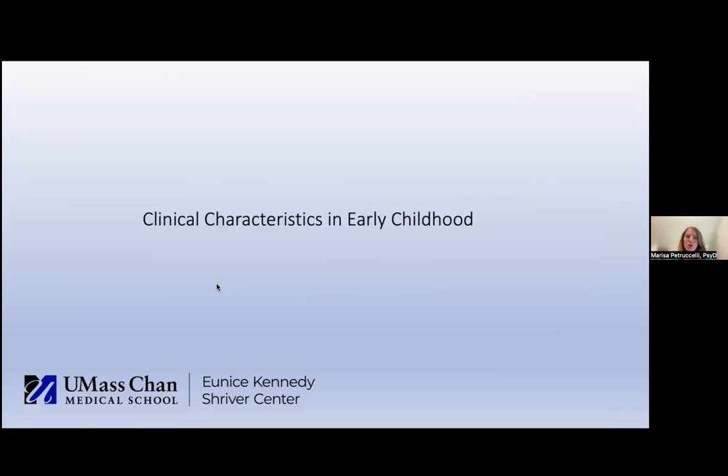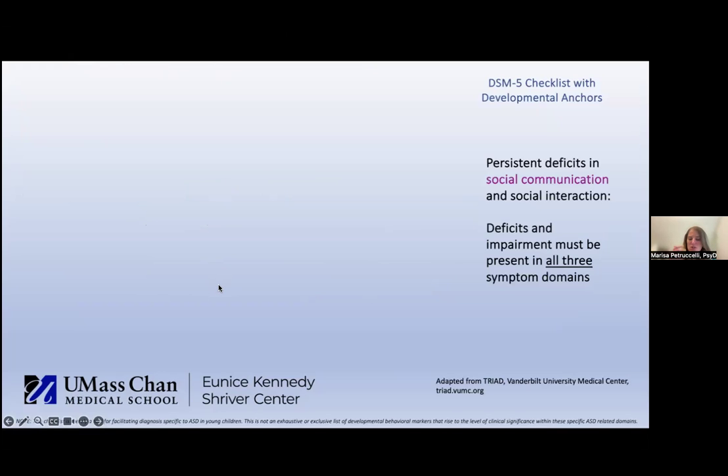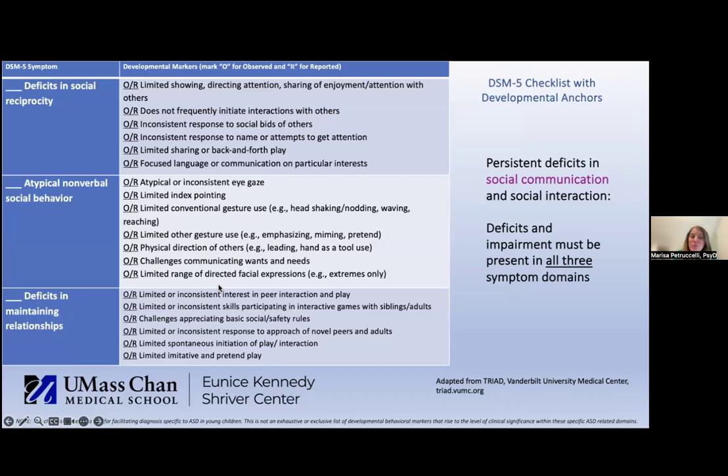Let's look a little more in depth at what the clinical characteristics look like in the early childhood population. I'm going to show an adaptive checklist here that digs a little deeper into some of these diagnostic criteria. We'll start first with that first domain around social communication and social interaction. And in this domain, you must have behaviors present in each of these three categories.